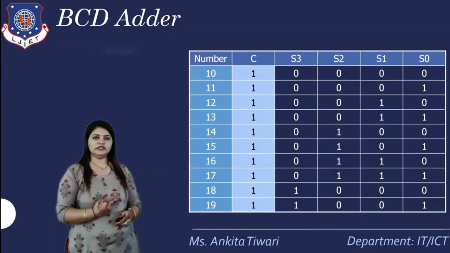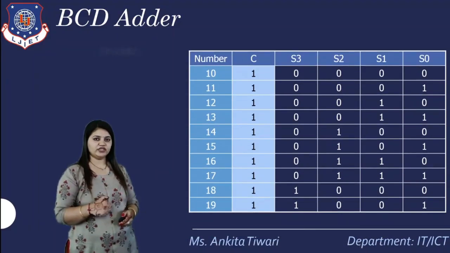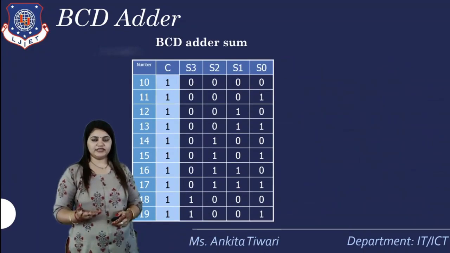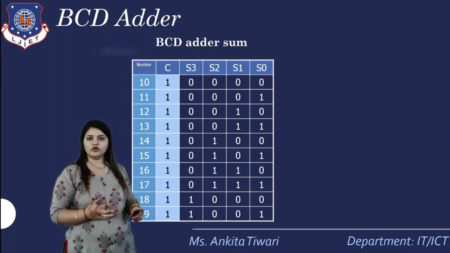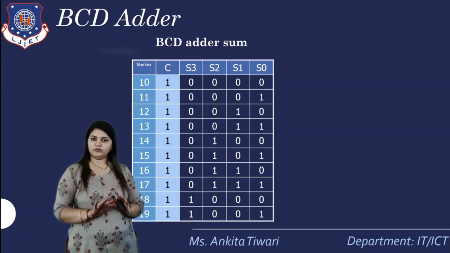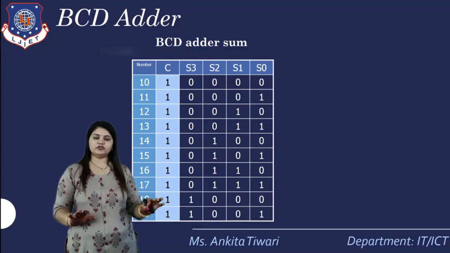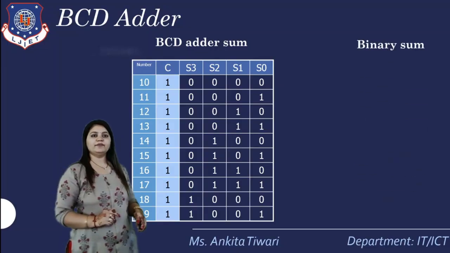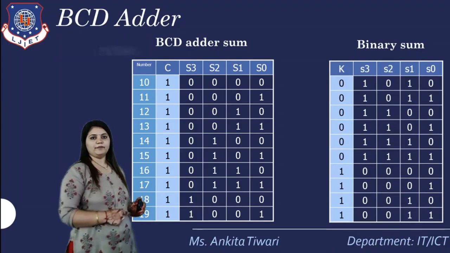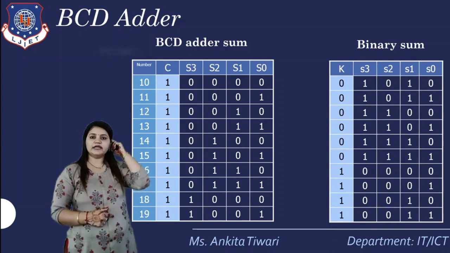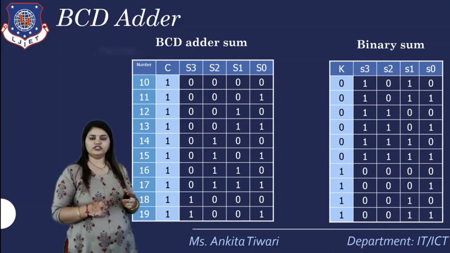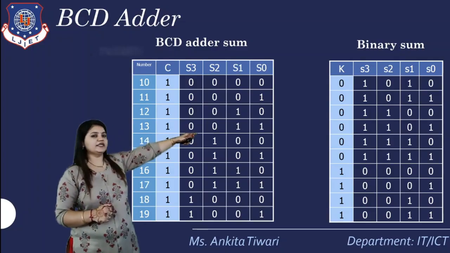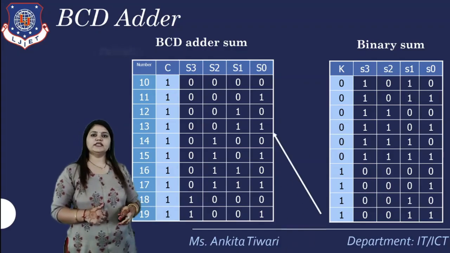We have seen here these are the two tables that we are taking into consideration, for BCD and for binary. Now suppose I'm taking a BCD adder sum starting from 10, because we know the numbers from 0 to 9 are the same for binary and for BCD, so we'll not count those. Here this is the BCD adder and this is the binary sum, that is K. We have just represented the same number with different variables: here it is represented as C, and the same number is represented as K, the carry bit. Now we'll see how it goes.